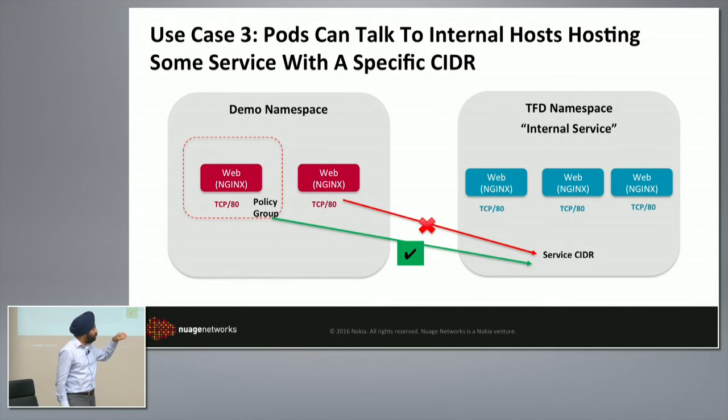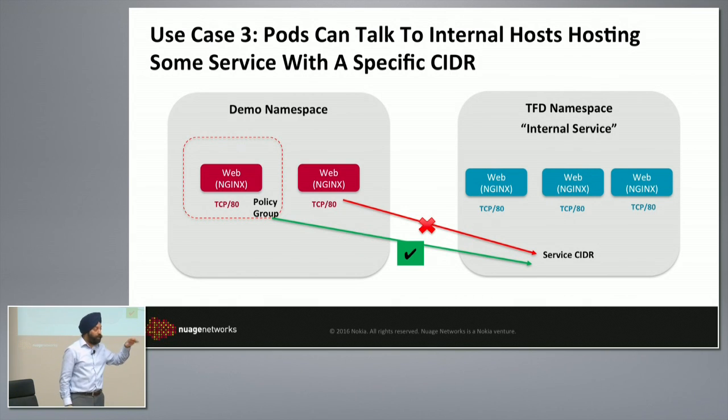It's going to be spun up in the demo namespace. I'm just going to have 2 Nginx pods. Now one of the Nginx pods we're going to put into a policy group, and the other one is not going to be in a policy group. What I'm trying to simulate here is I've got a service running somewhere else, and I want to be able to allow some pods to access those services, but not all the pods in my app, right?